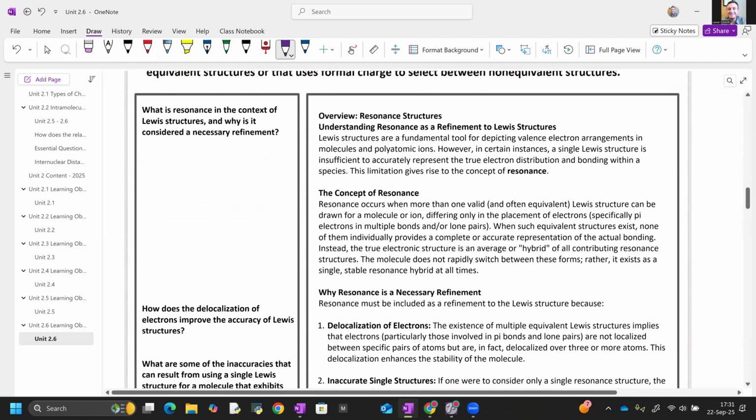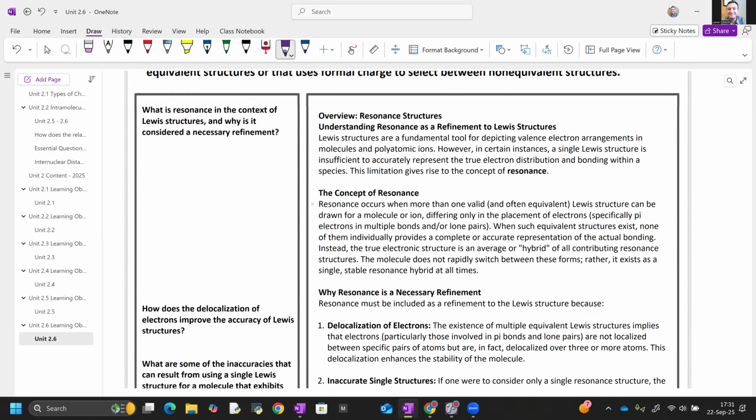But the concept of resonance occurs, and I do want to spend time here, when more than one valid and often equivalent Lewis structure can be drawn for a molecule or ion, differing only in the placement of electrons, specifically pi electrons in multiple bonds. Remember that those pi electrons are found in double bonds and triple bonds. Single bonds only have sigma bonds.